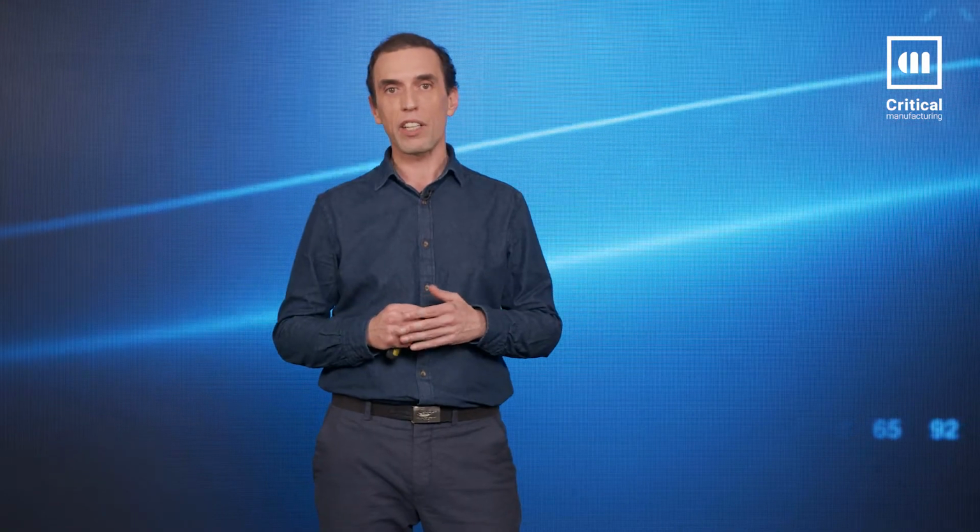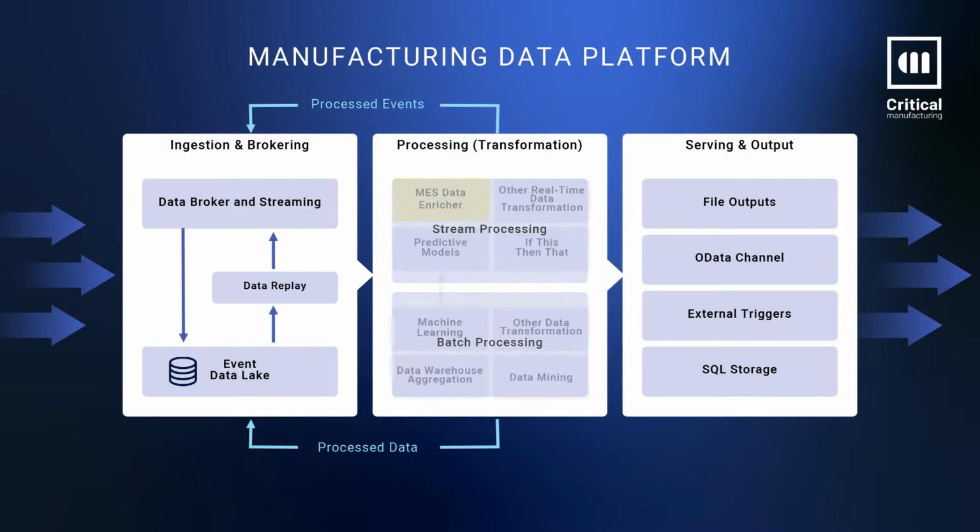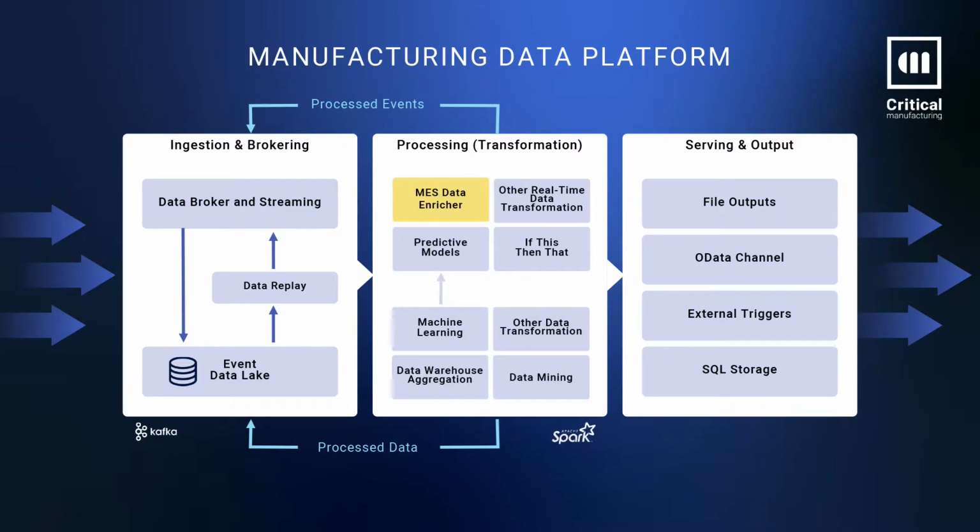Now let's bring these stream and batch processing definitions to the data platform architecture. We can now see that the processing layer already has clear examples of batch and streaming workloads. You have the example of the machine learning app that uses a batch process to train a model and then uses that same model within a streaming app to make a prediction. We have also the MES Data Enricher. This process will receive newly arrived events in real time and adds MES context information.